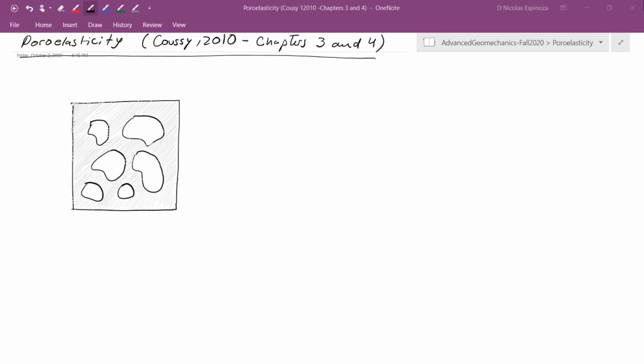For example, here we have a porous solid which can be deformed due to the action of stresses like we have seen before. Here I'm making just a two-dimensional schematic, but this applies to 3 dimensions as well. Such stresses can produce a deformation of this solid as we have seen before. Let's say we apply a compression, then the solid will get smaller.